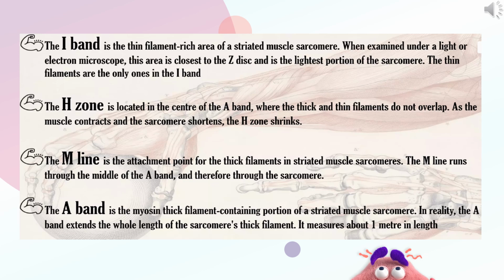The H zone is located in the center of the A band, where the thick and thin filaments do not overlap. As a muscle contracts and the sarcomere shortens, the H zone shrinks. The M line. The M line is the attachment point for the thick filament in a striated muscle sarcomere. The M line runs through the middle of the A band and therefore through the sarcomere. The A band is the myosin thick-filament-containing portion of a striated muscle sarcomere. In reality, the A band extends the whole length of the sarcomere's thick filament. It measures about 1 micrometer in length.